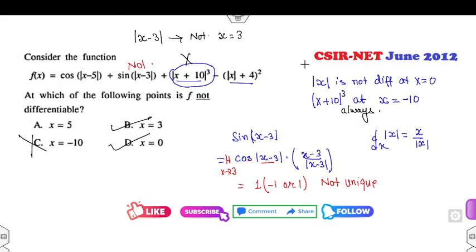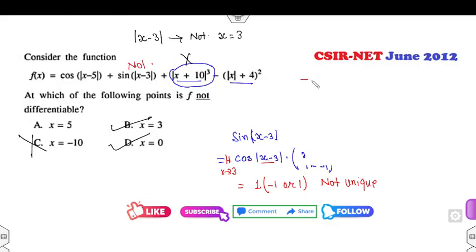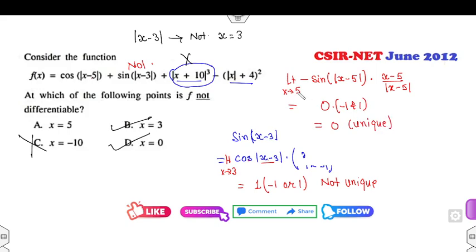Look at this one, whether 5 is differentiable or not. We can again differentiate this. It is minus sine of x minus 5 into mod x minus 5 derivative, x minus 5 over mod x minus 5. Take the limit as x approaches 5. So this is sine 0. Sine 0 is always 0, times any number which lies between minus 1 and 1. This is 0. That's a unique number. Fine. Because the limit is unique, this function is always differentiable. So the only points where the function is not differentiable are 0 and 3. So 5 is a differentiable point. The right answers are B and D.